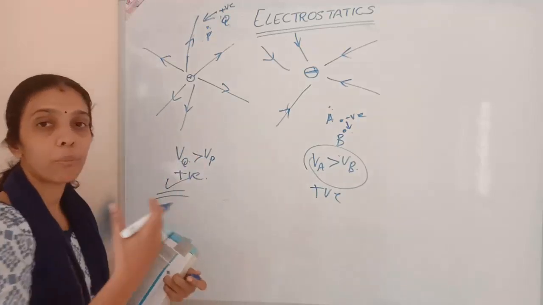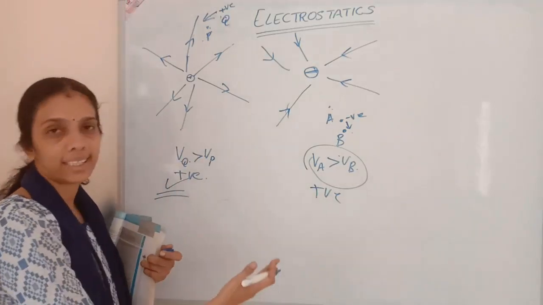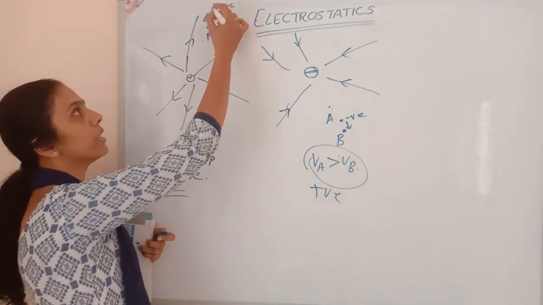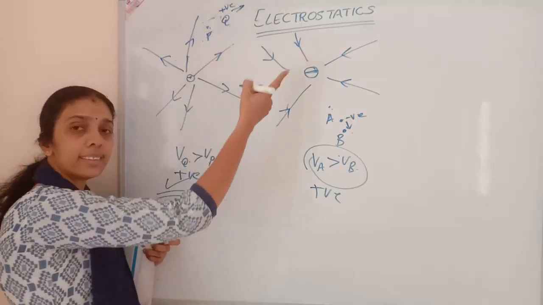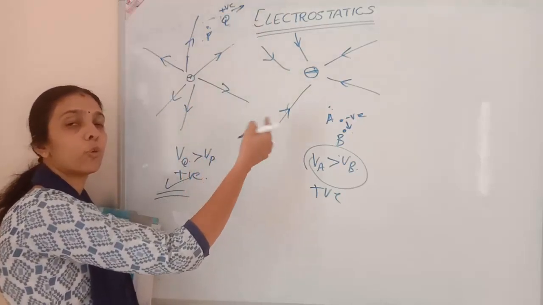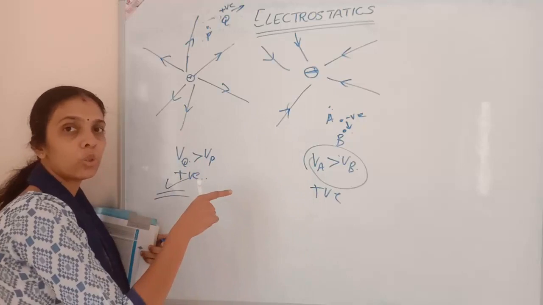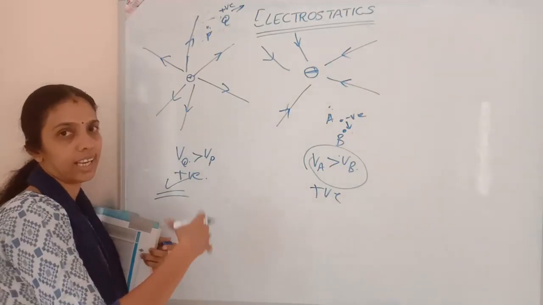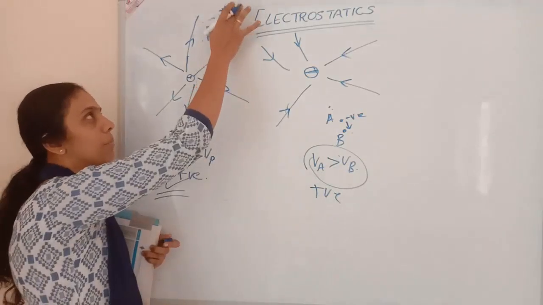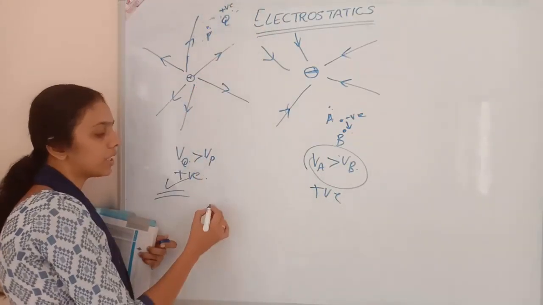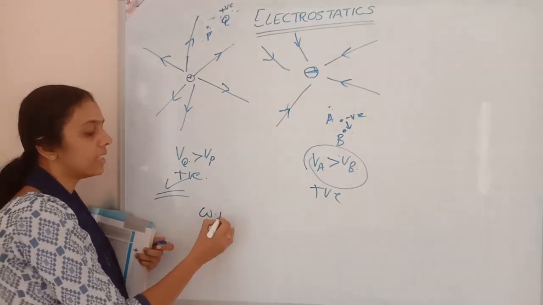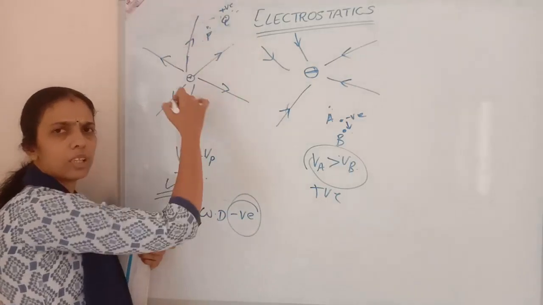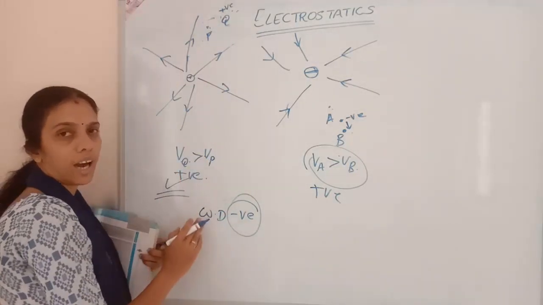So work will be done by the external agency. The external agency should do work because the actual movement is away from this. If we want to move it against the actual movement, we should do some extra work by the external agency. That means the work done by the field will be negative here. Positive repulsion, so we should do work against it.